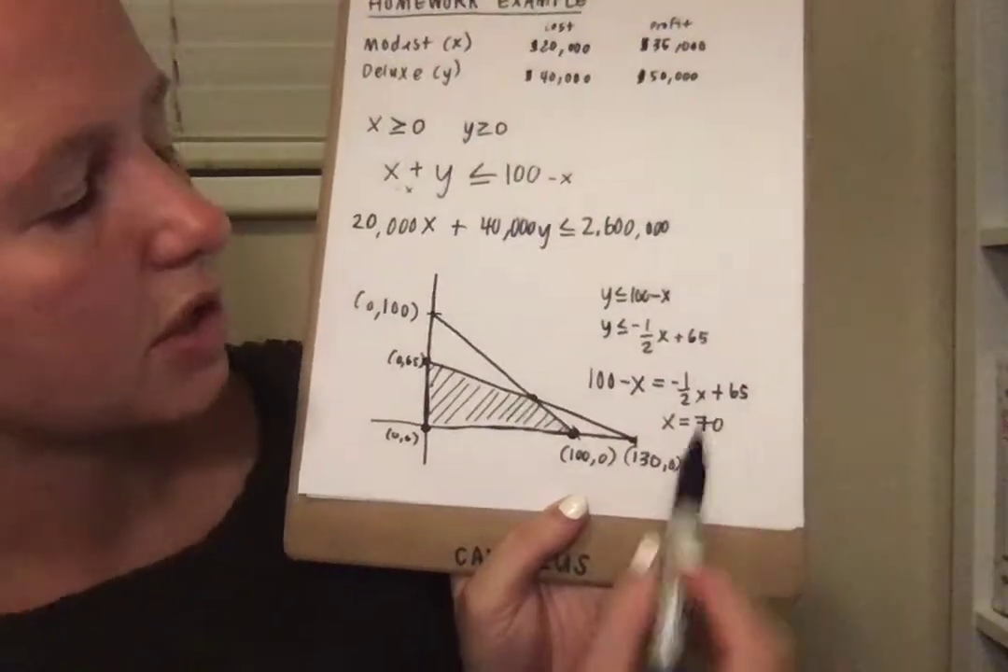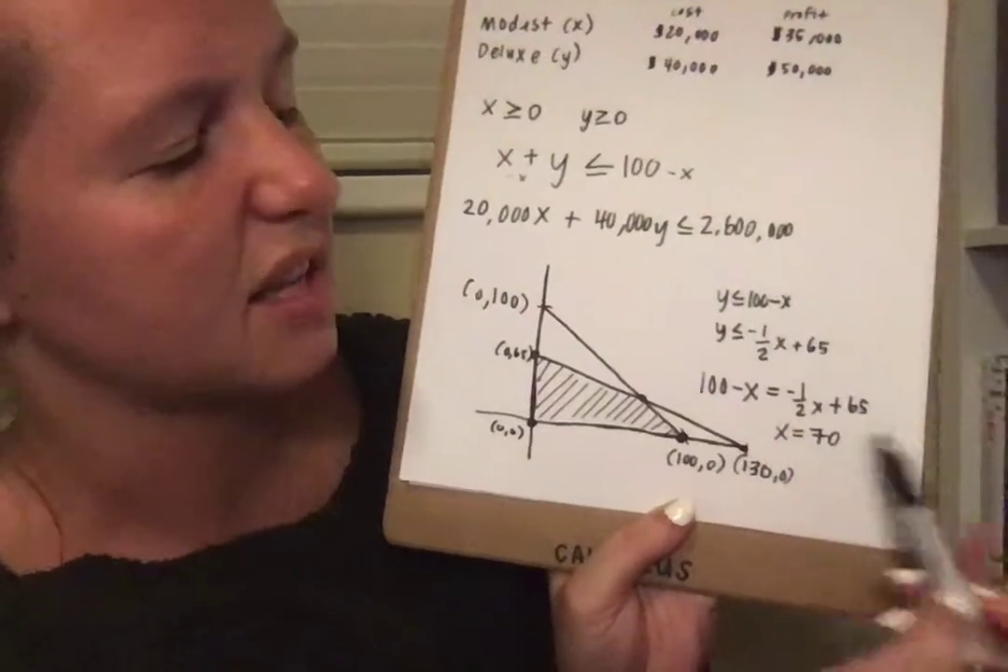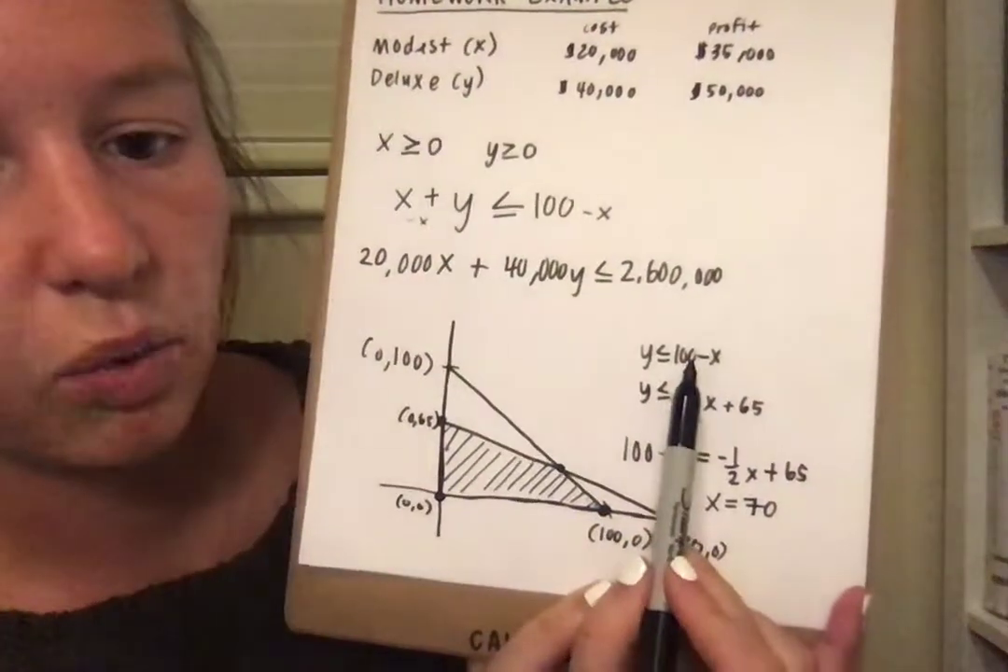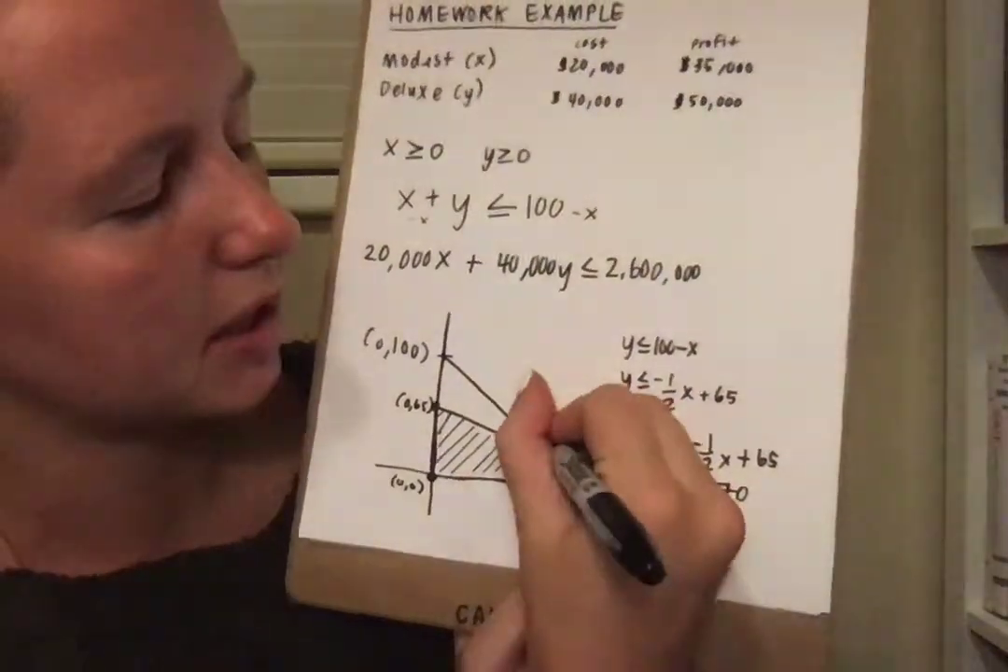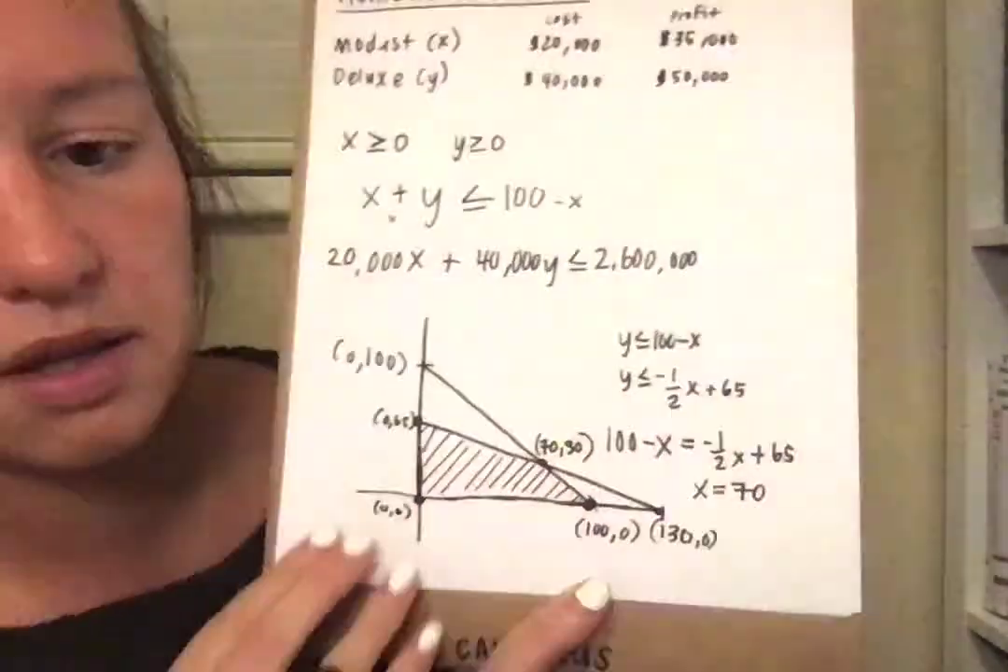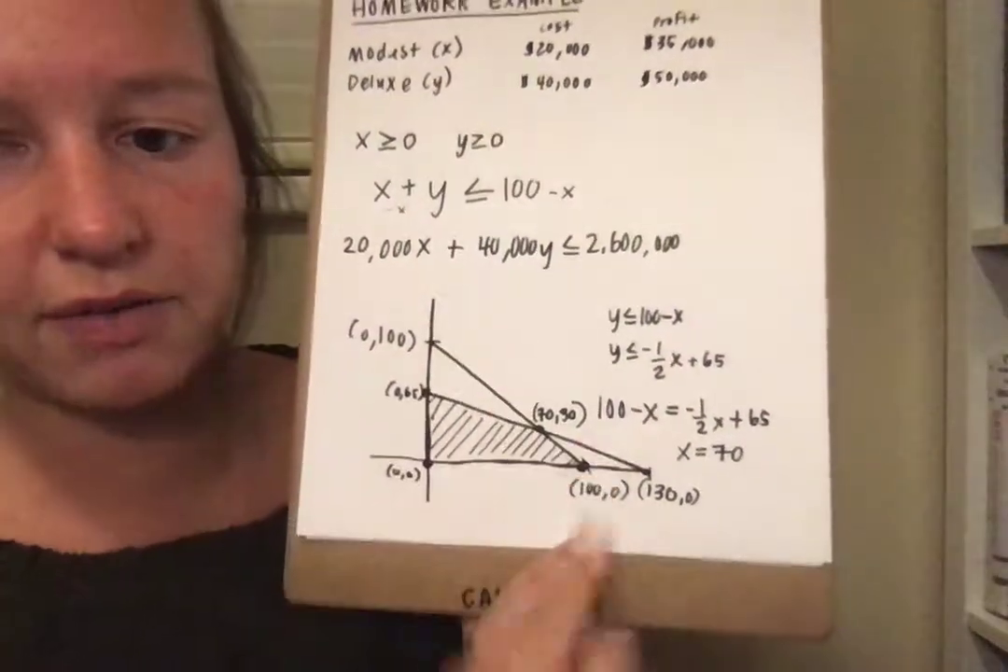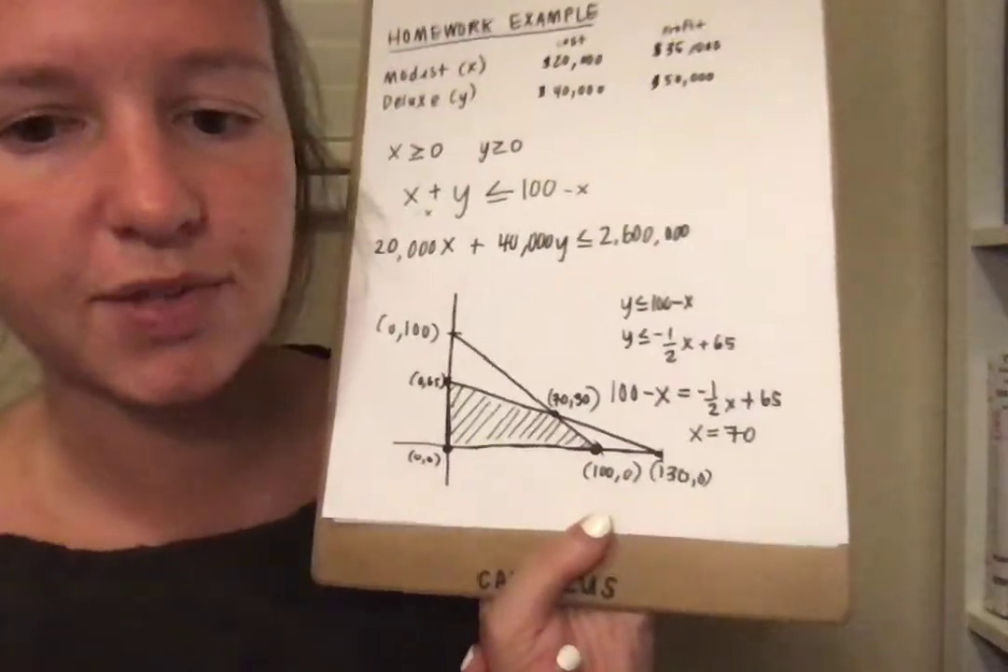Cool. So you take the 70 and you can plug it back into either of these, but this one's easier. 100 minus 70 is 30. So you know this point right here is (70, 30). So we have our 4 points. Great, you're doing fabulous. We're almost done.